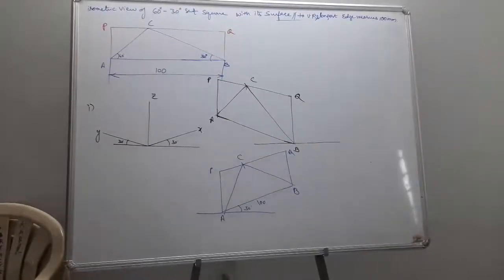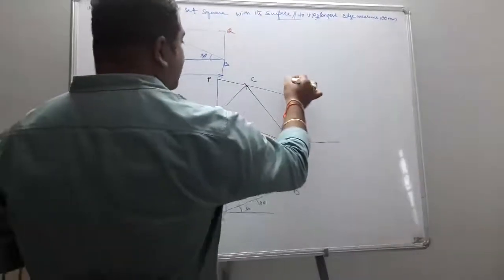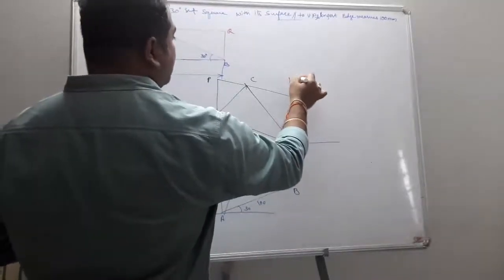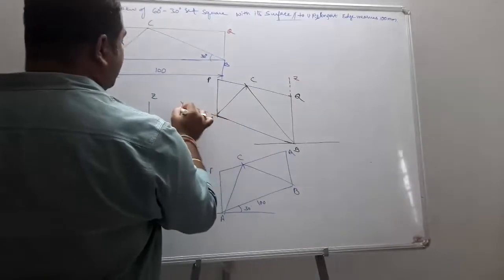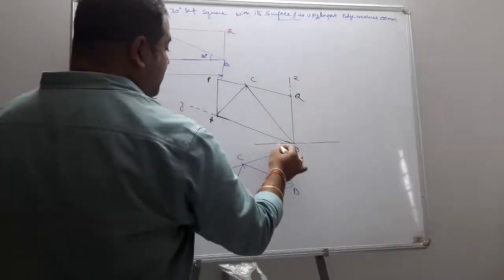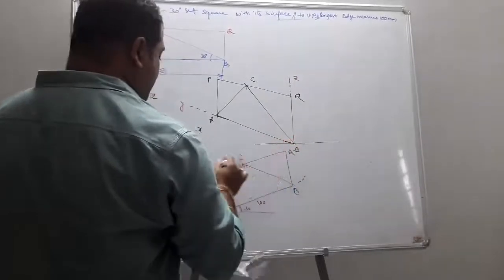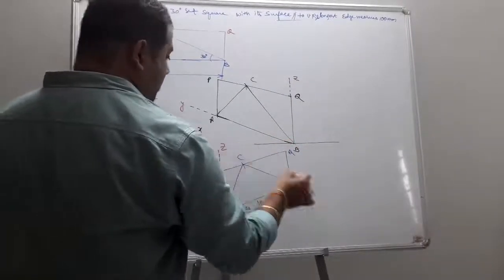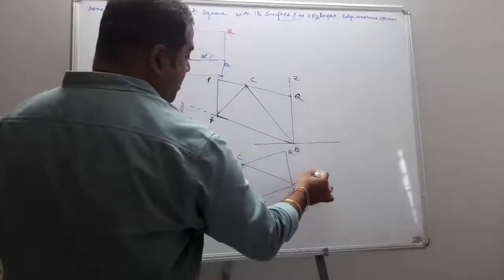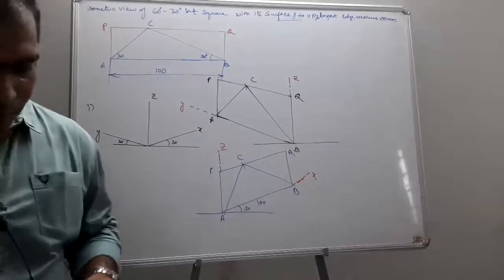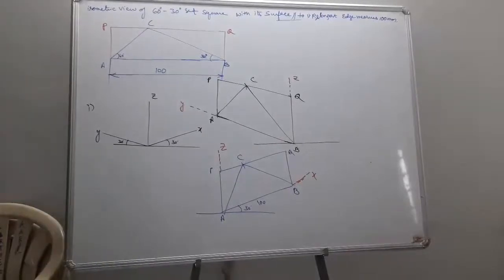Okay, students, in the first problem, what was the isometric axis I considered here? This is Y. Sorry, this is Z and Y. While coming to here, it was Z and X. Okay, so both the planes are going to be vertical. Students, is it clear?